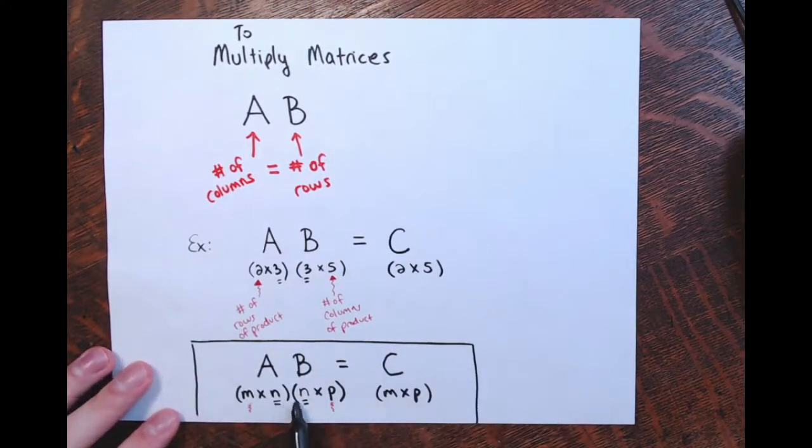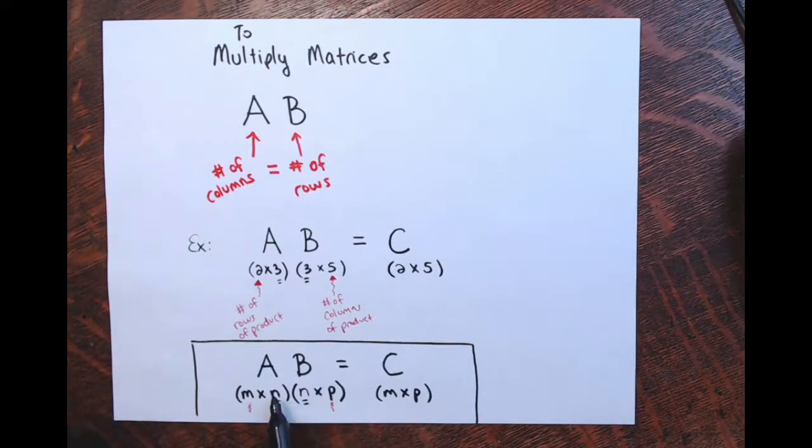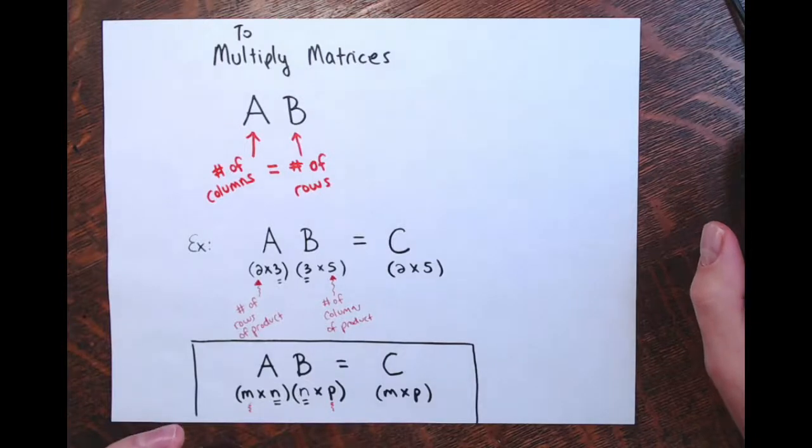Now, if the two inner numbers aren't the same, again, if the number of columns of the left matrix is not the same as the number of rows of the right matrix, then you cannot multiply. Multiplication is not well defined in that case. All right, so that's at least addressing the size issues.